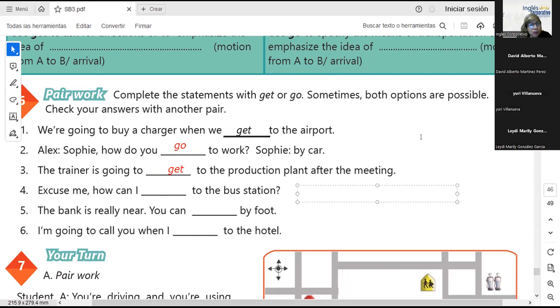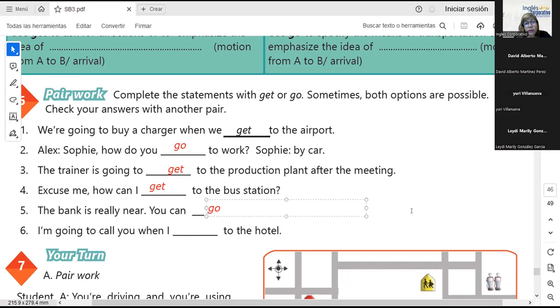Okay, if you say go, mm-hmm. Excuse me, how can I go to the bus station? No, it's get. Mm-hmm. It's get. The bank is really near. You can go or get. Go.